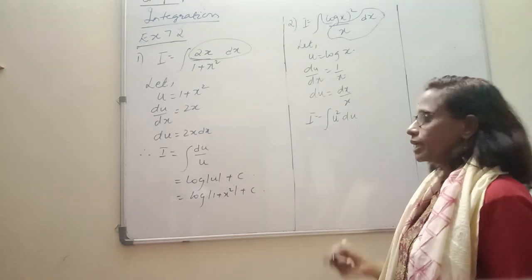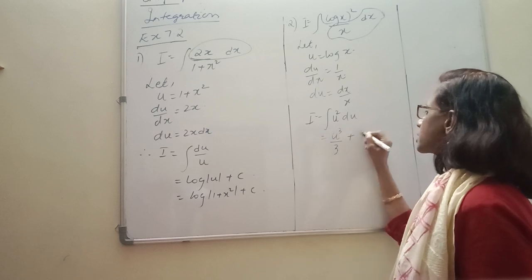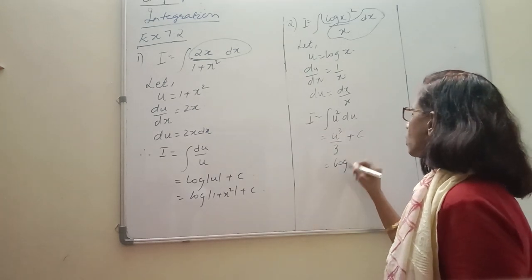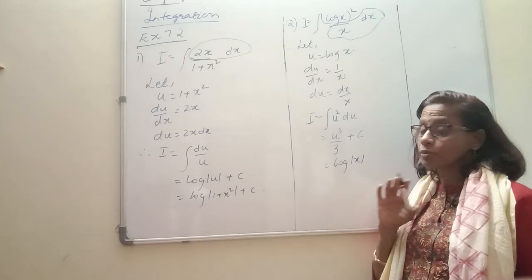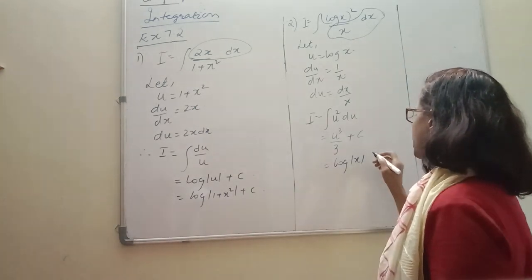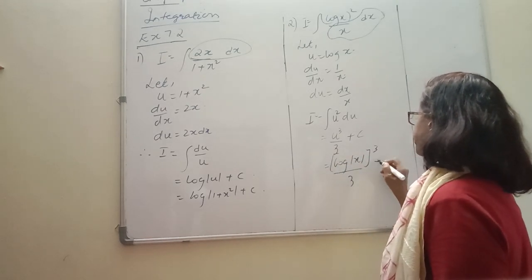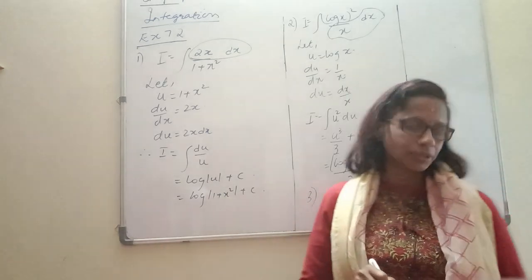Now you go for the integral. So the integral will be u cube over 3 plus c. So u cube for you is going to be log modulus x, cubed. See here, everything is going to be in modulus, only then your domain will be proper. So that's our integral. Let's go for the third problem.